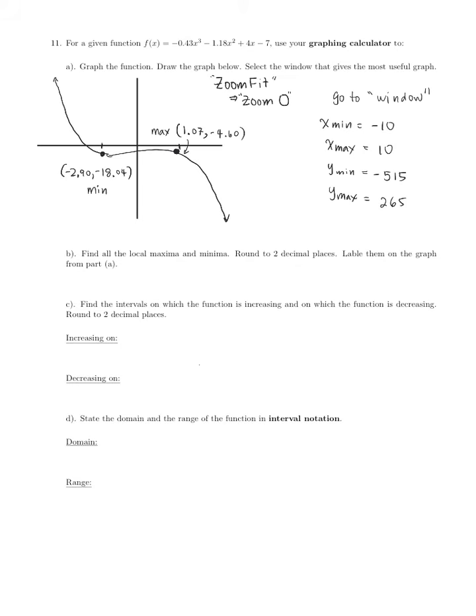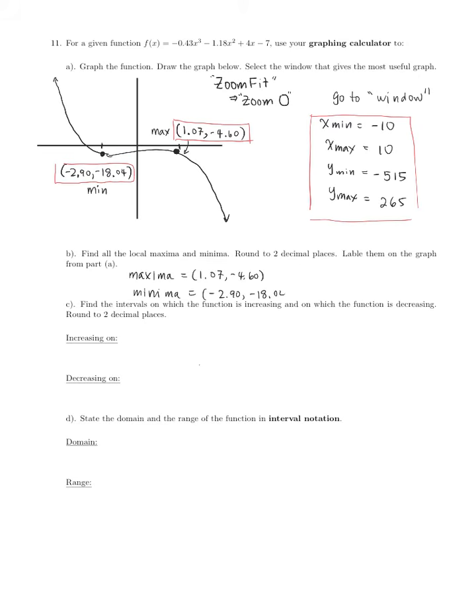Now let's go with part B. What I'm looking for is just the graph and these guys right here. I asked you to find all local maximum and minimum, and label them on the graph from part A. So that will be this point right here and this point right here. On the calculator, I'll just write it as maxima is at 1.07, negative 4.60, minima, it's going to be negative 2.90, negative 18.04.